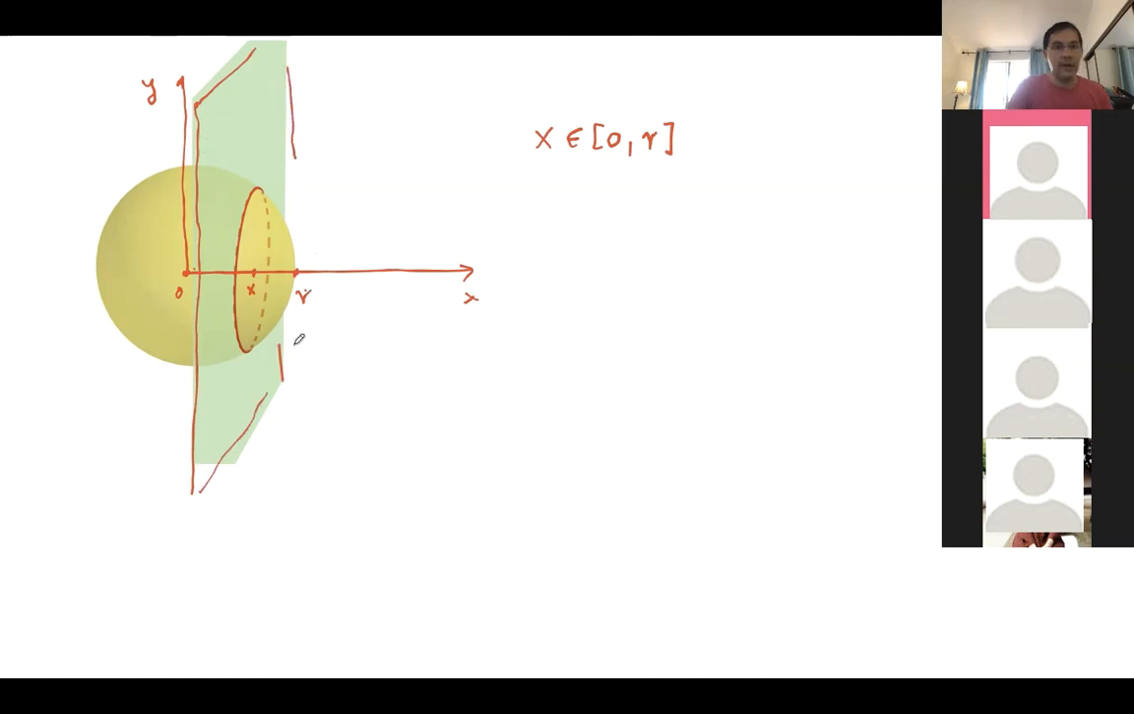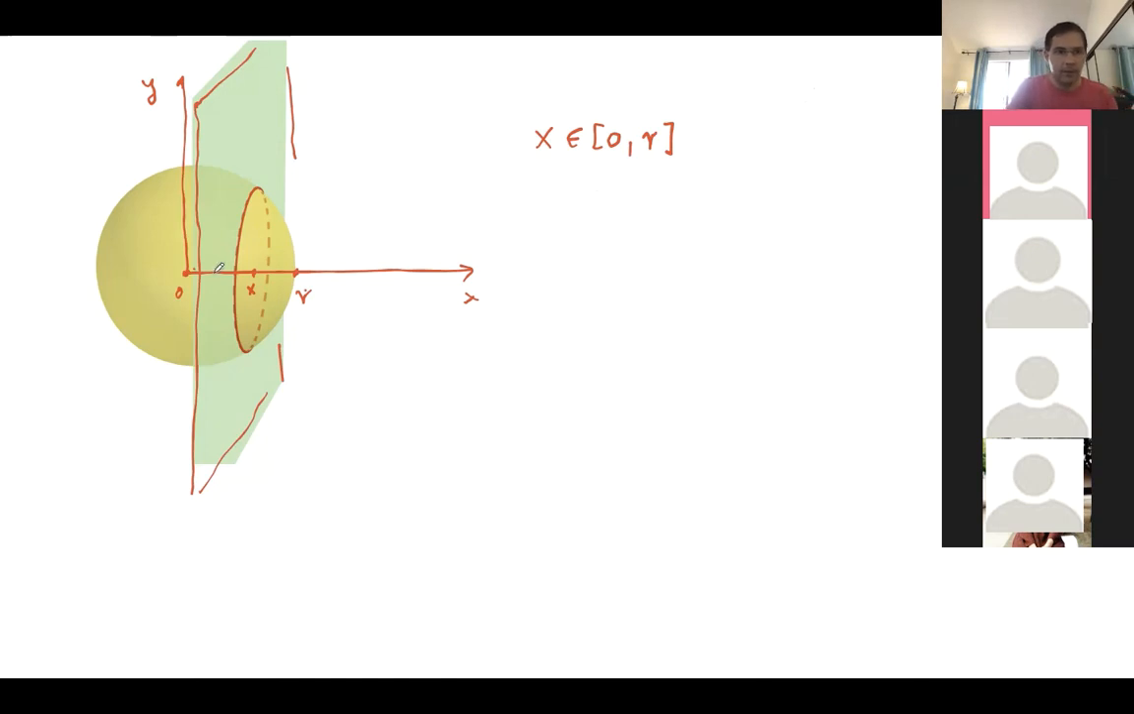Okay, and here's my plane. And this is the cross section that corresponds to this given point x. The whole point now is to compute this area. Well, the cross section is a circle, and the whole point is to compute this area of the cross section.